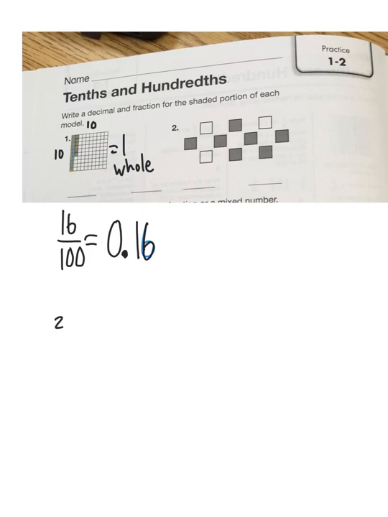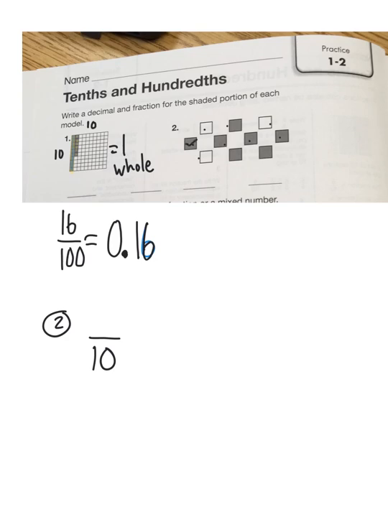Now let's look at number 2. This is a visual model that looks a little bit different. So let's start by figuring out how many equal pieces we have. I'm predicting it's probably 10. 1, 2, 3, 4, 5, 6, 7, 8, 9, 10. Yes, okay. So I know that my denominator is going to be 10 because I have 10 equal pieces.